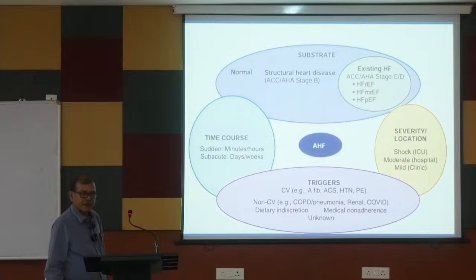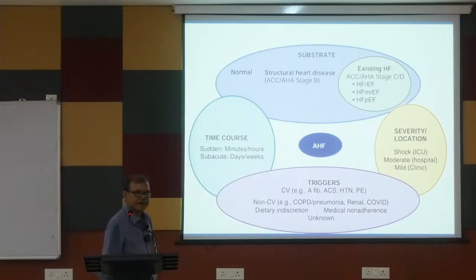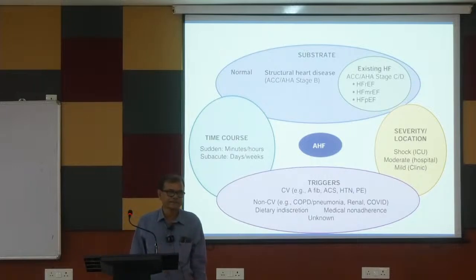Then the time course. Time course means acuity, which was mentioned: acute onset, chronic or gradual onset. What is acute onset? That means in terms of minutes to hours, subacute days to weeks. Did anyone notice that chronic is not mentioned here? Why? I am going to discuss the management of acute heart failure, not chronic heart failure. So deliberately the term chronic is omitted here.